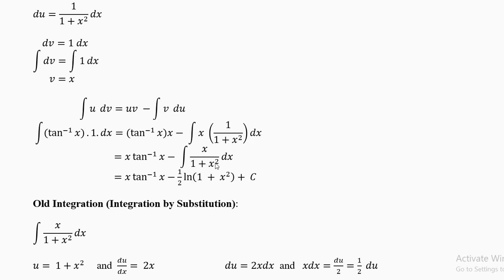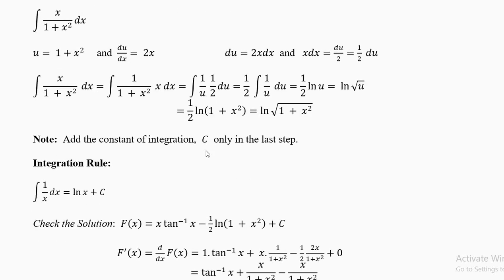Now what rule will you use? There is no direct formula for this. Derivative of 1 plus x square is 0 plus 2x equal to 2x, and you have the x sitting here. That 2 will get adjusted. Use substitution. Put u equal to 1 plus x square, du equal to 2x dx, and x dx equal to du by 2, half du.